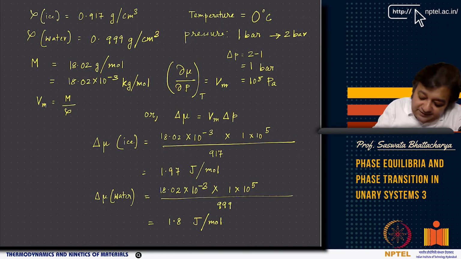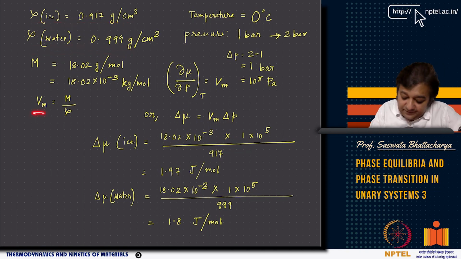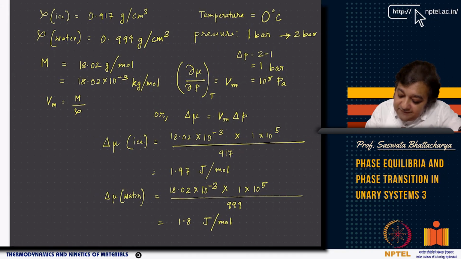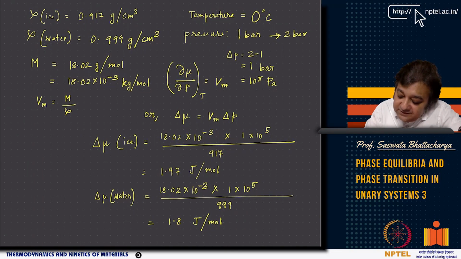So for example, think of this example quickly. Rho of ice is 0.917 and rho of water is 0.999. So Vm is now M by rho. Now if you look at the delta mu of ice, we have del mu del P at constant T equals Vm, and delta P, here I am taking 2 bar and 1 bar. Temperature I have taken as 0 degrees Celsius. Pressure is increased from 1 bar to 2 bar. So the delta P, the change in pressure, is 1 bar, which is 10 to the power 5 pascals.